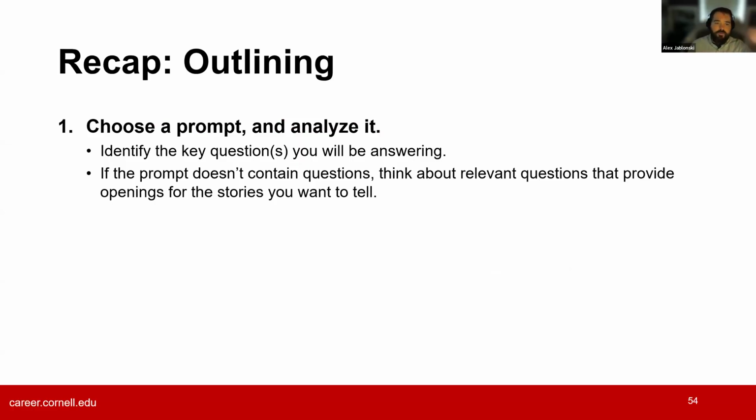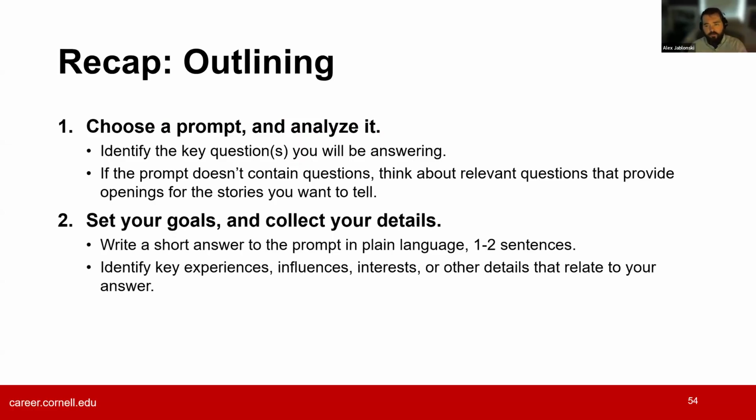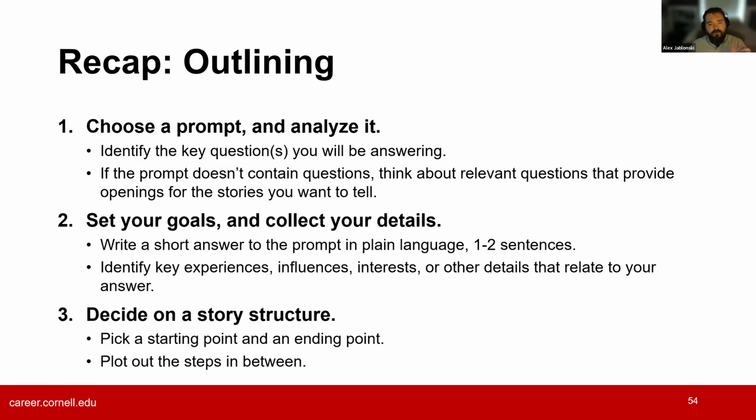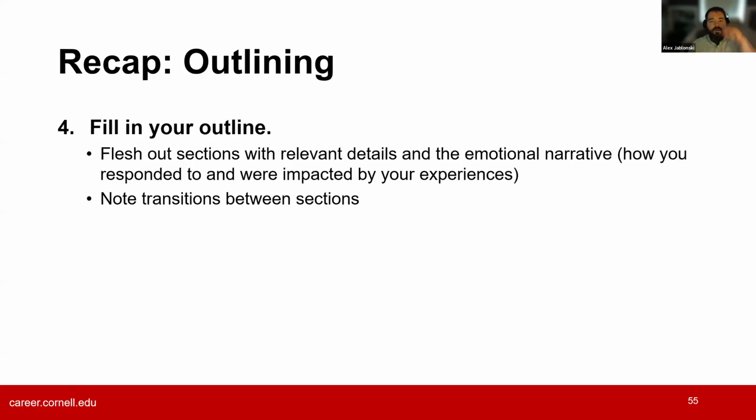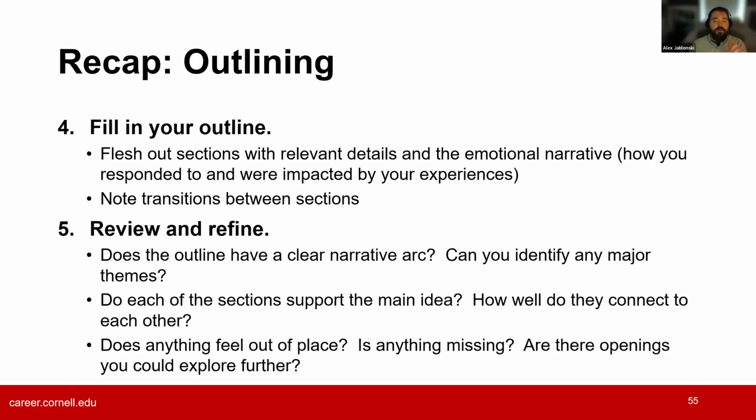To roughly run through the outlining process, you choose a prompt, you figure out what it is you're going to write to, you set your goals, you start collecting your materials, you decide how you're going to structure, you pick a starting point, you pick an ending point, you figure out what the steps are in between, you fill it in with detail, you think about that emotional narrative, like how am I going to talk about what this means and why it matters, how am I going to transition between the different sections, and then you step back and you look at it. What's the arc?